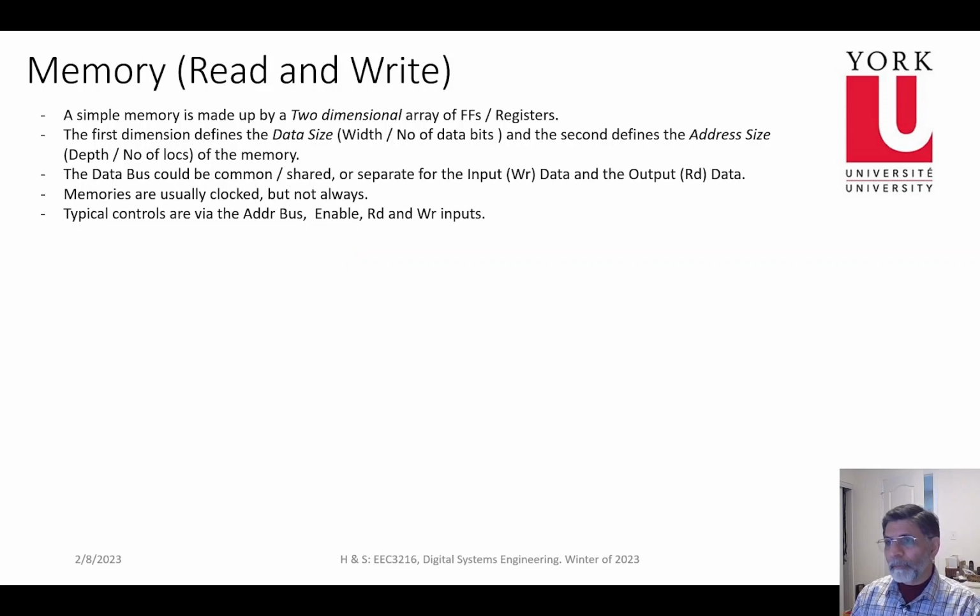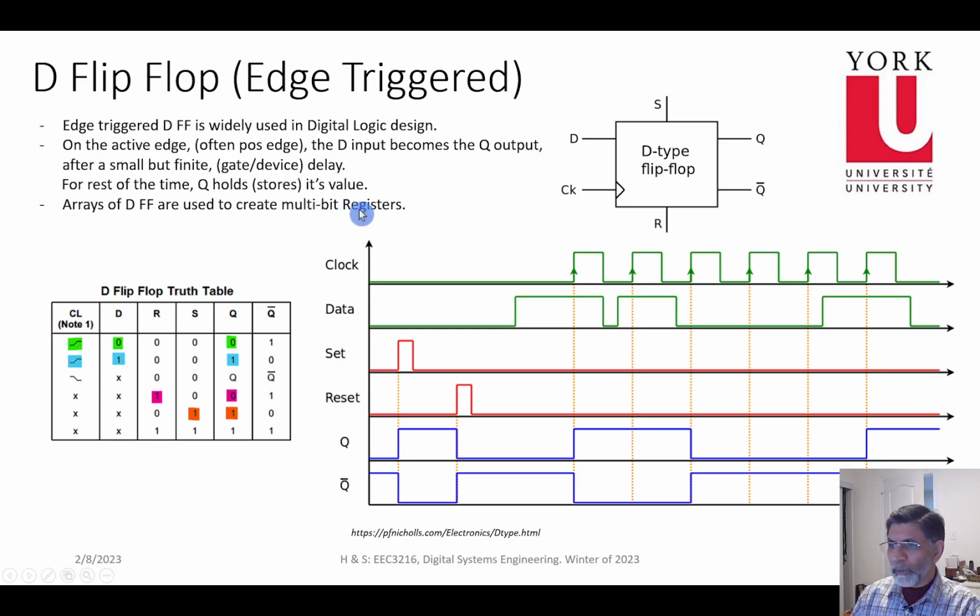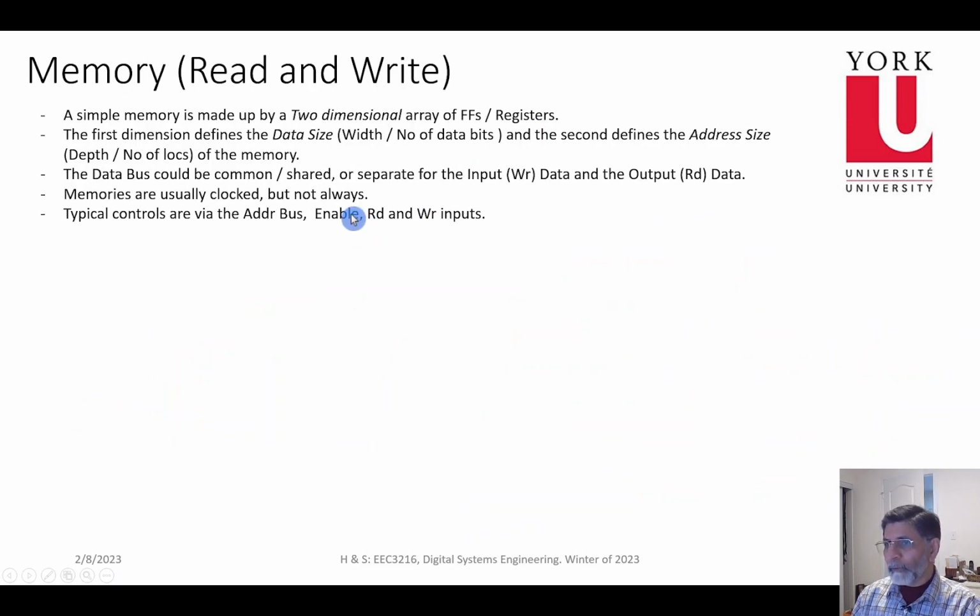Memory is another sequential block, which we need for making the RISC CPU we talked about at the beginning. Simple memory is made up of a 2-dimensional array of flip-flops. We already talked about a single dimensional one and how to create it in the code. With a 2-dimensional array of flip-flops, we can make a read and write memory. The first dimension defines the data size, or how wide the memory is going to be, and the second defines the address size, or the depth of the memory.